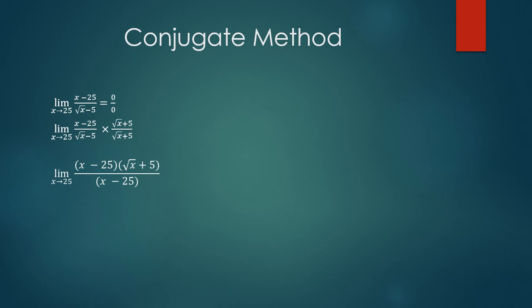So clearly now you'll see that we can cancel x minus 25, and that leaves us with root x plus 5. So taking the limit as x tends to 25 gives us 10. So here the limit is 10.